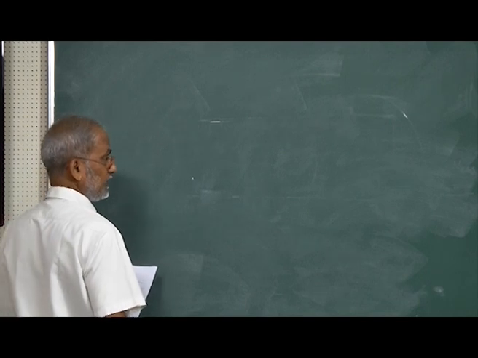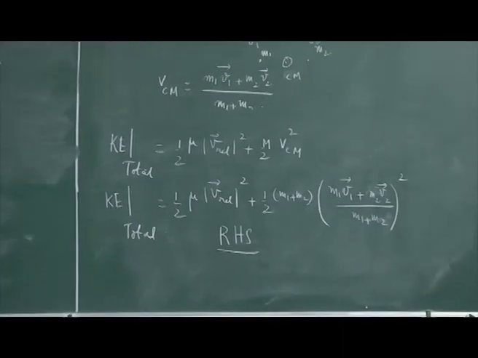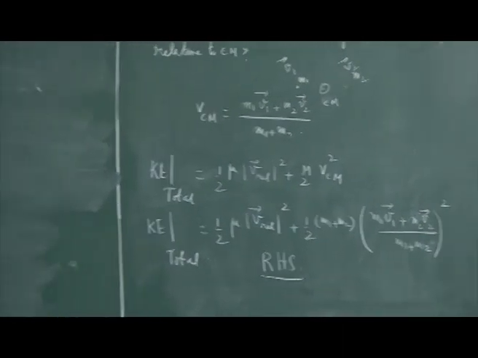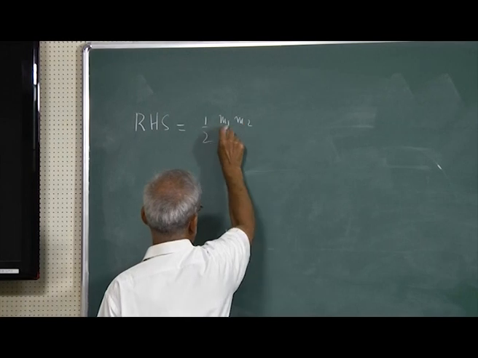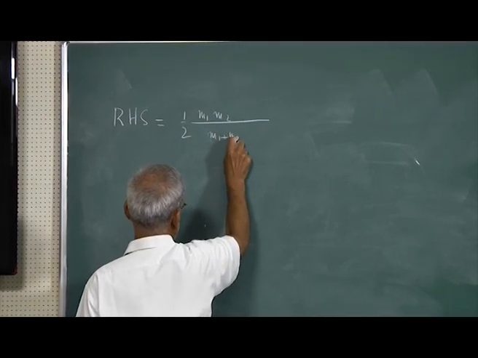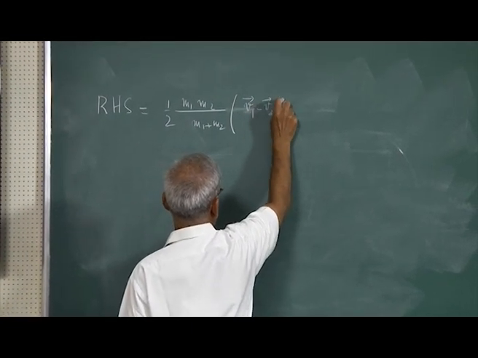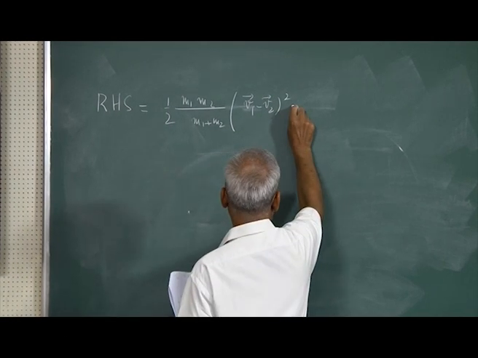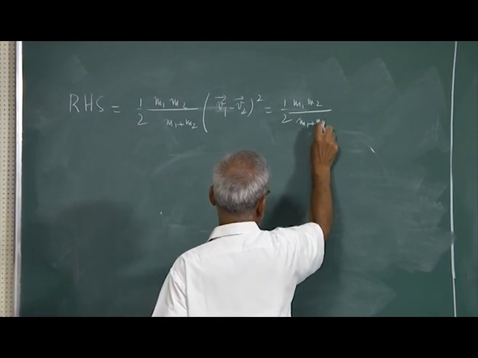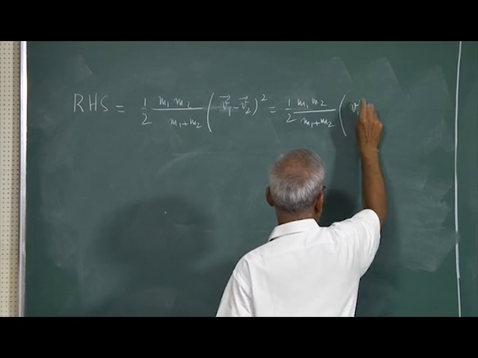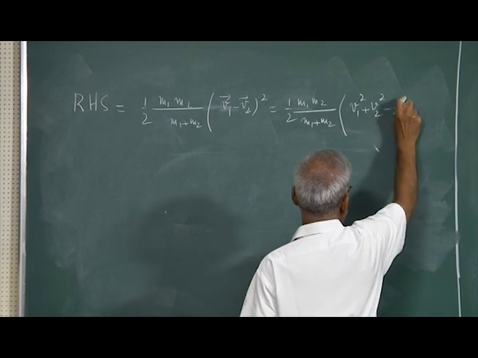Okay. So, I will call this the right hand side, and this is what I am going to calculate here. The right hand side expression is equal to half of the reduced mass, m1 times m2 divided by m1 plus m2, into the relative velocity v1 minus v2 the whole squared, correct. So, this would be half of m1 m2 divided by m1 plus m2 multiplied by v1 squared plus v2 squared minus 2 v1 dot v2.